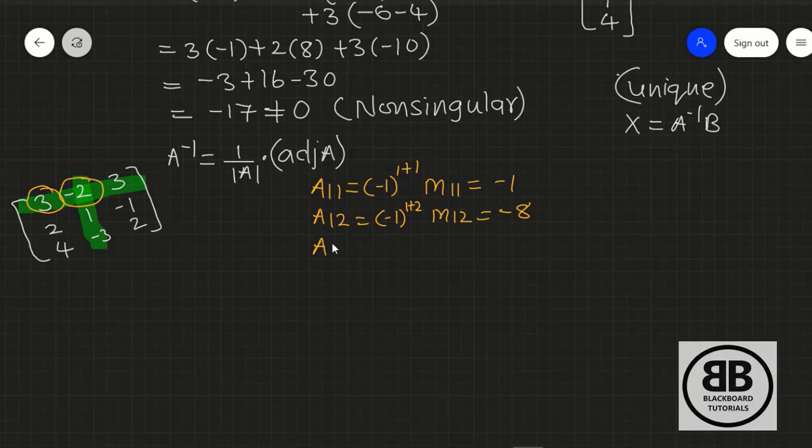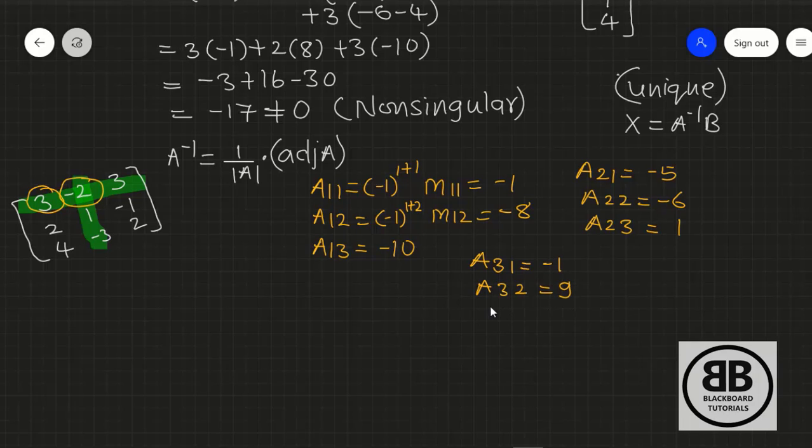Similarly, A13 will be minus 10. A21 will be minus 5. A22 will be minus 6. A23 will be 1. Okay. A31 will be minus 1. A32 will be 9 and A33 will be 7. So these are the cofactors.